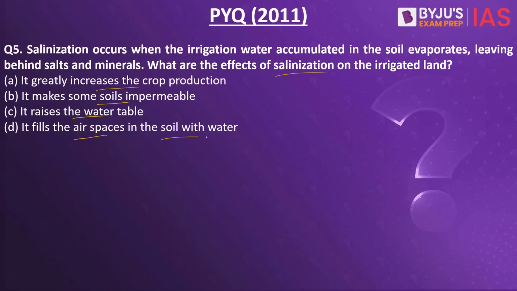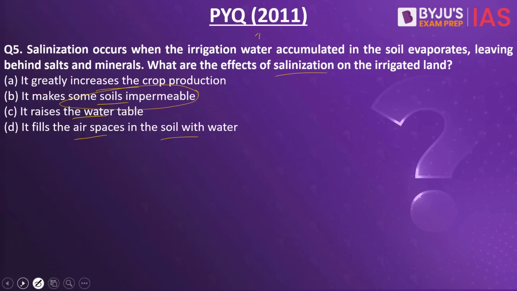The answer to this is it makes some soils impermeable. This happens to be a previous year question from the year 2011. So salinization on the irrigated land basically makes some soils impermeable. Salinization occurs when the irrigation water accumulated in the soil evaporates, leaving behind some of the salts and minerals. It also makes some soils impermeable, which is the effect of salinization on the irrigated land.